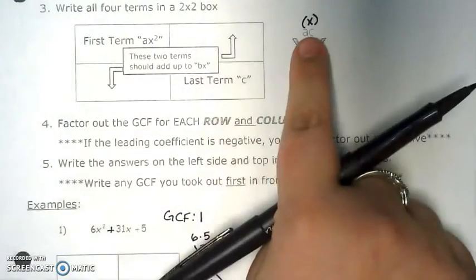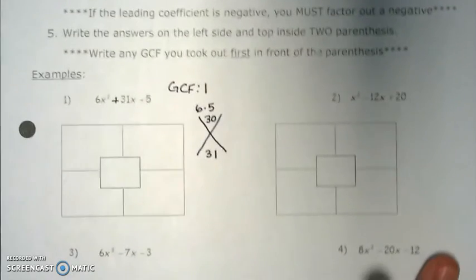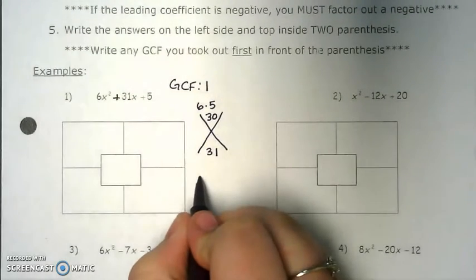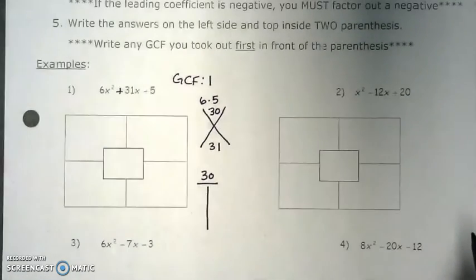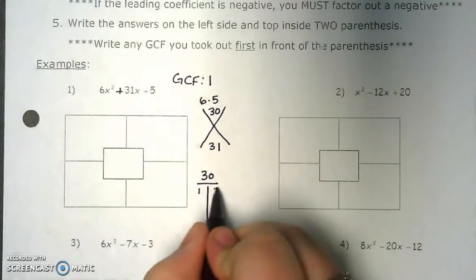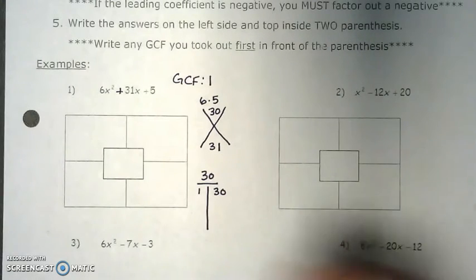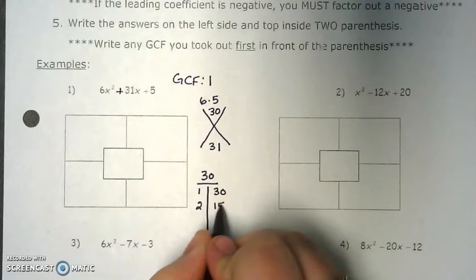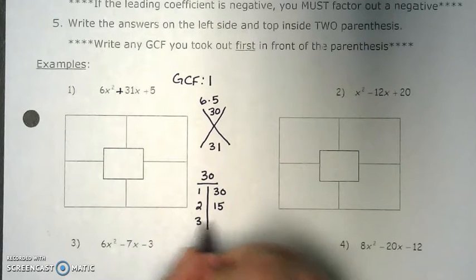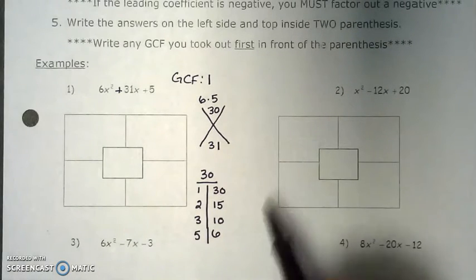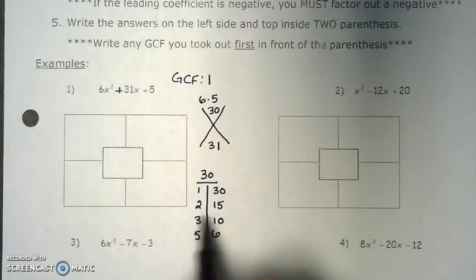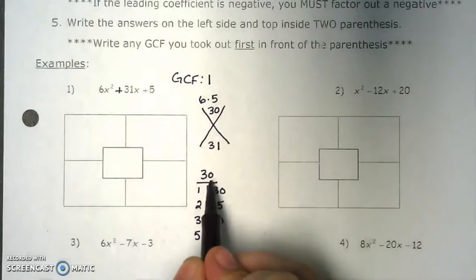Now, this is what I was talking about up here with multiplying and adding. We're going to take the factors of the top number, so the number that we multiplied. We're going to write all the factors. So we know that 1 times 30 will equal 30. 2 times 15 will equal 30. 3 times 10 will equal 30. And 5 times 6 will equal 30. So these are all the pairs that when I multiply, I still get the number on top.